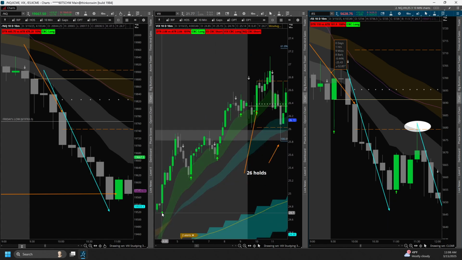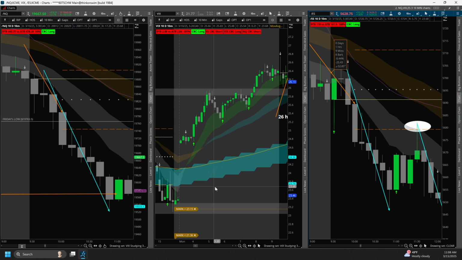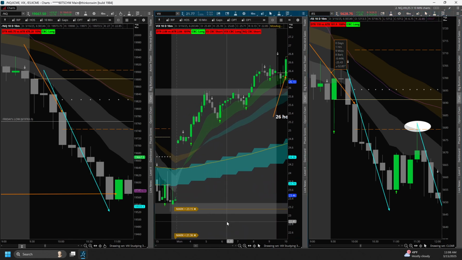Look at this gap up move. And if all I have to go off of is this chart, I've got no reason to believe this chart is going to come back down anytime soon. And if VIX is not coming down, the market is not going up. We're going down, right?